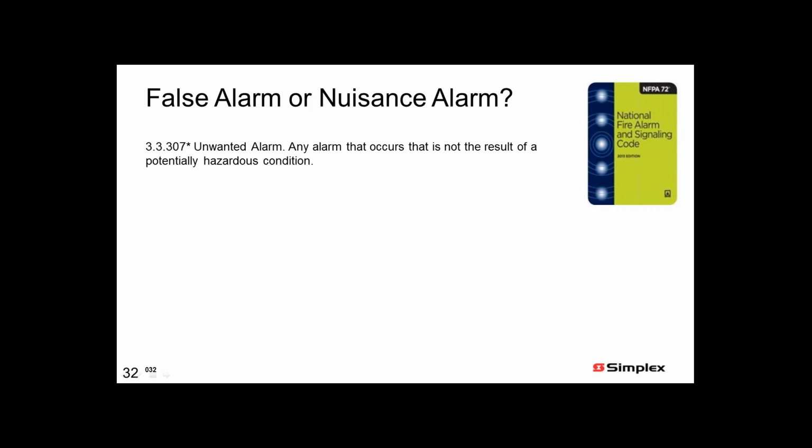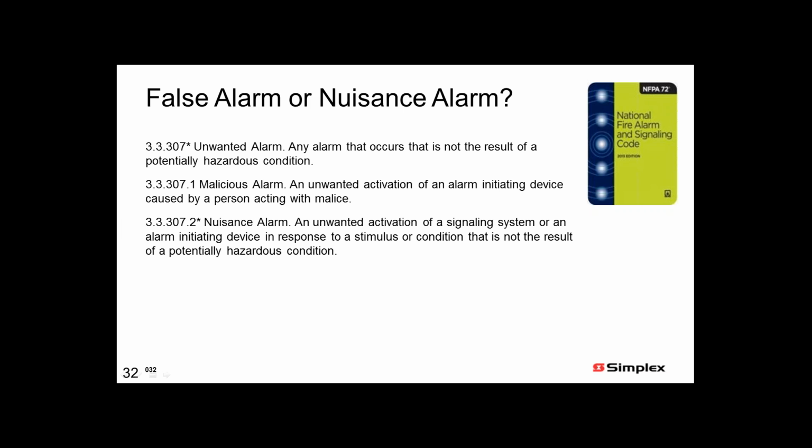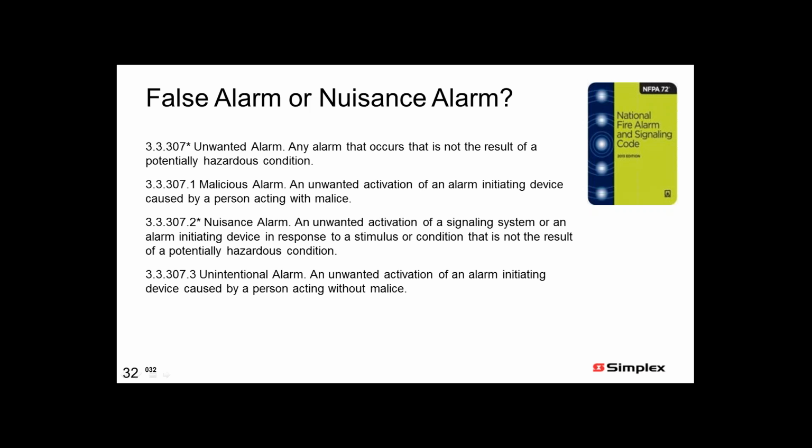And we have unwanted alarm, any alarm that occurs that is not a result of a potentially hazardous condition. And we have malicious alarm, or an unwanted activation of an alarm initiating device caused by a person acting with malice. Nuisance alarm, an unwanted activation of a signal or an alarm initiating device in response to a stimulus or condition. And then we have unintentional alarm, an unwanted activation of alarm in a building caused by a person that wasn't trying to do it with malice.